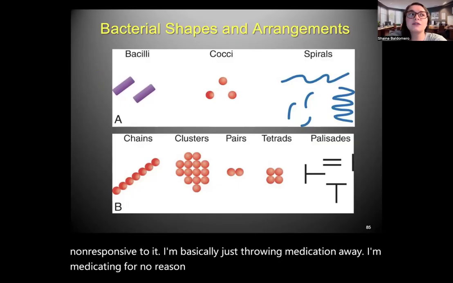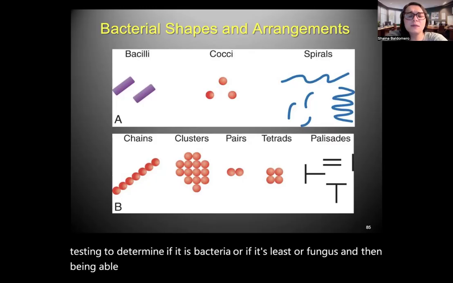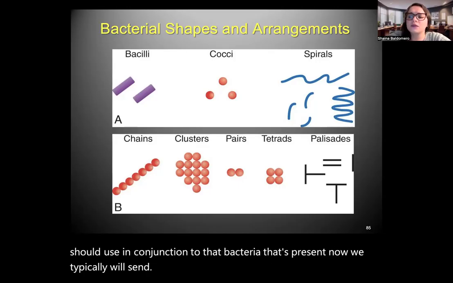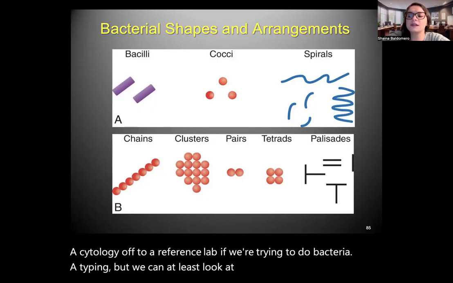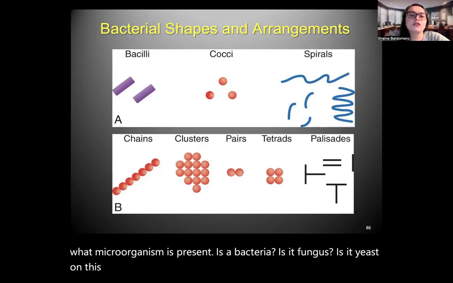So this is why we tend to do cytology testing, to determine if it is bacteria or if it's yeast or fungus, and then to know the appropriate antibiotic that we should use for the bacteria that's present. We typically will send a cytology off to a reference lab if we're trying to do bacteria typing, but we can at least look at it under the scope to see what microorganism is present. Is it bacteria? Is it fungus? Is it yeast?